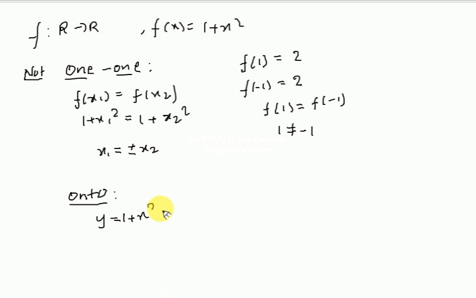f(x) is 1 + x². Our intention is to find the value for x, and therefore x² will be y - 1, x will be the square root of y - 1. Now you can choose any real number. I will choose y = -5. So if y = -5, x = root of -6, which does not belong to R. Hence, it is not an onto function.